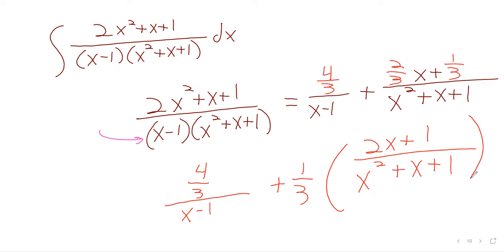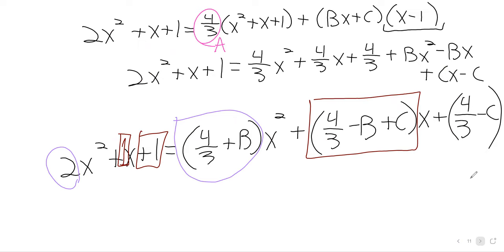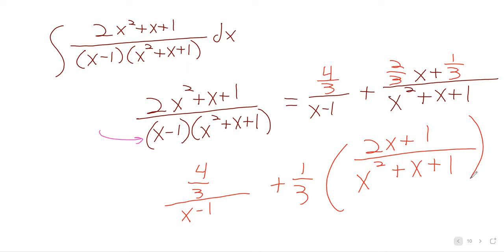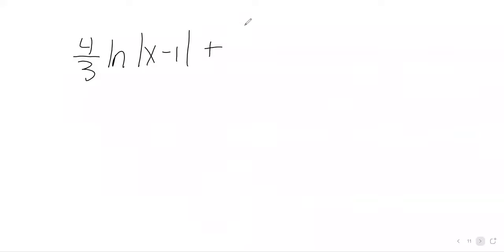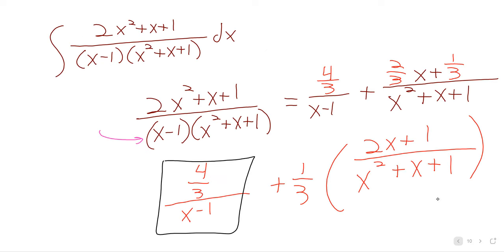And if I were to finish this out, I would integrate this and get 4/3 ln of x minus 1. And then I get 1/3 ln of x squared plus x plus 1.